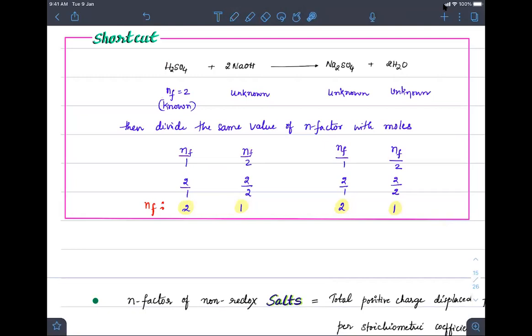So make sure that when you know at least one of the valency factors, you first make a balanced equation, and then you can get to know the N factor in all the cases. Here everyone?